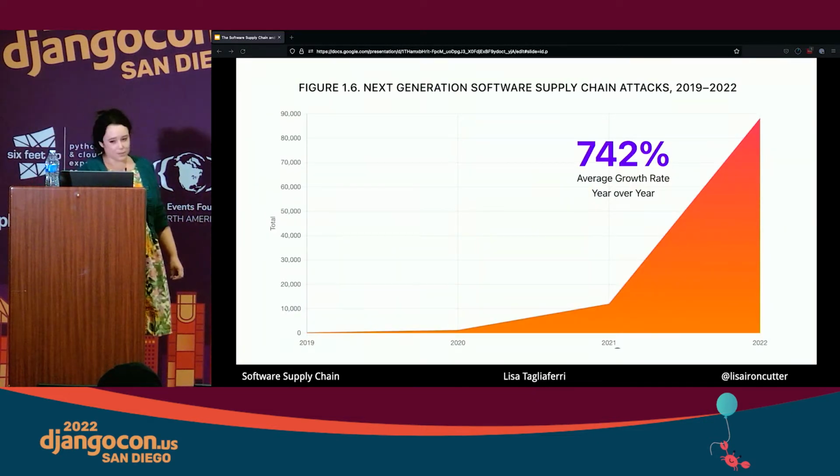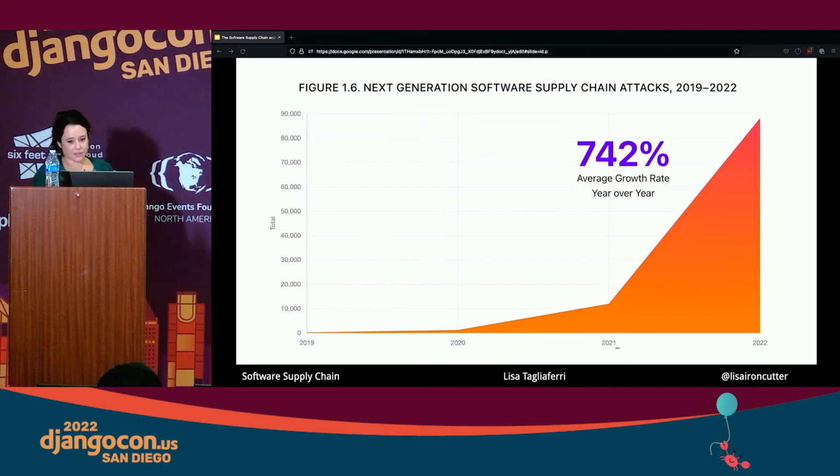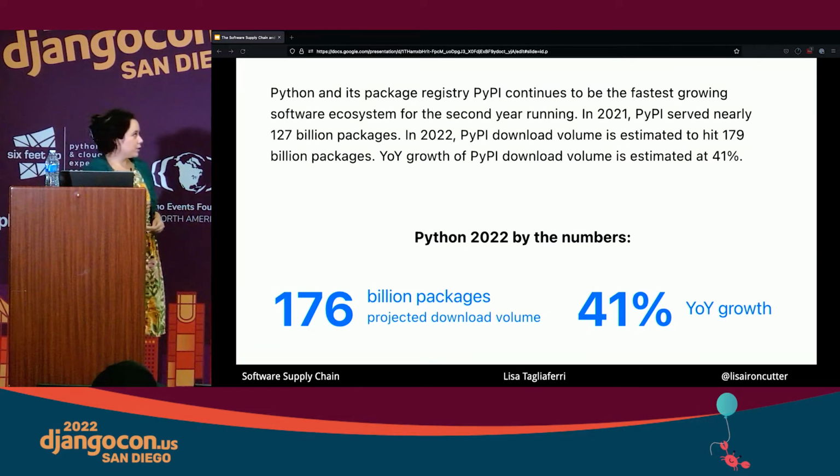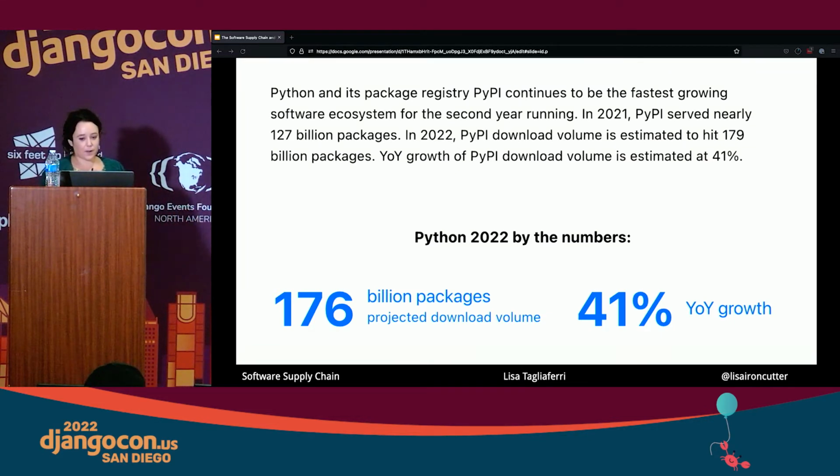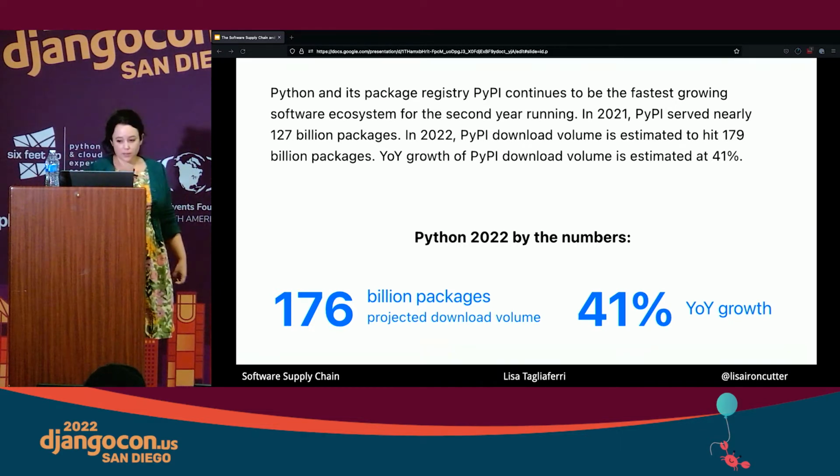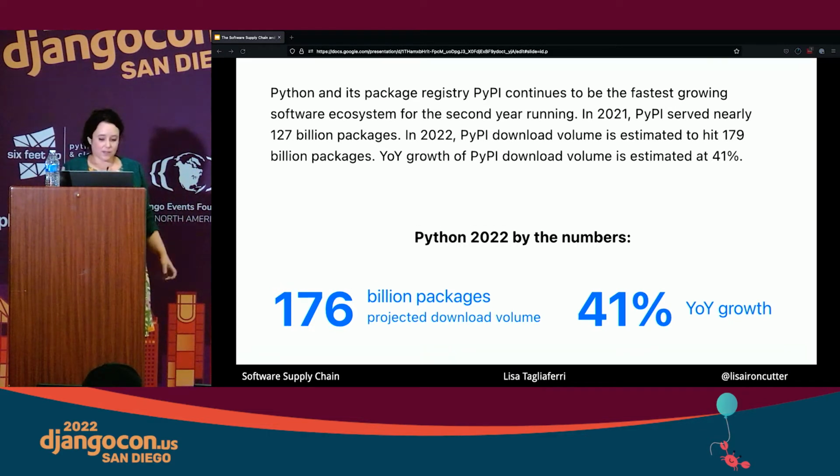This is a recent report from Sonatype that estimates software supply chain attacks are increasing exponentially year over year. And for those of us who are working in the Python space, what's important to keep in mind is that PyPI is growing faster than many other programming language package repositories. So it's very critical for those of us working in this space. And this is also to say that the software supply chain is a pretty recent concept.